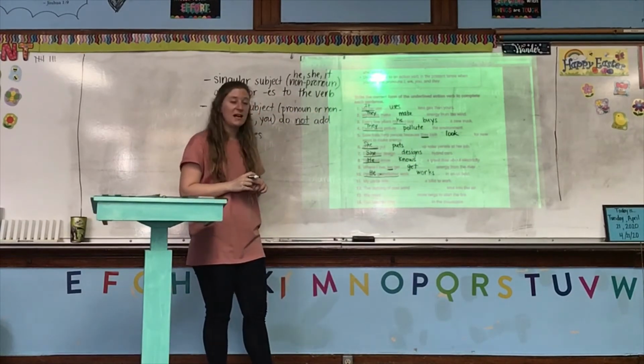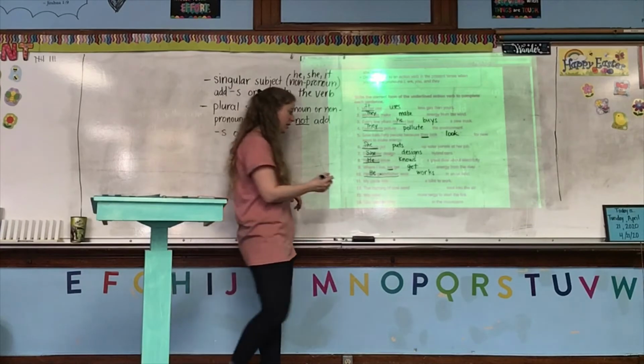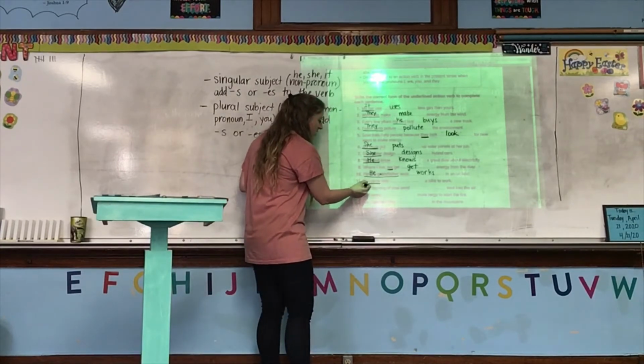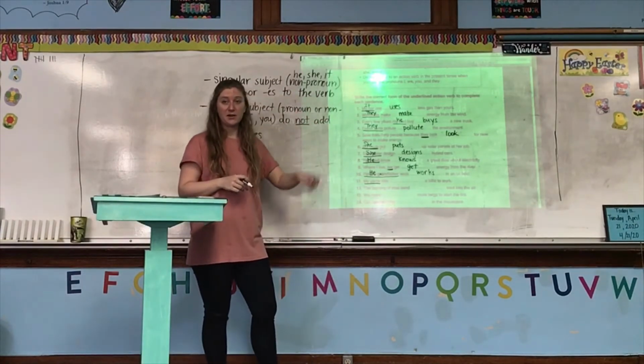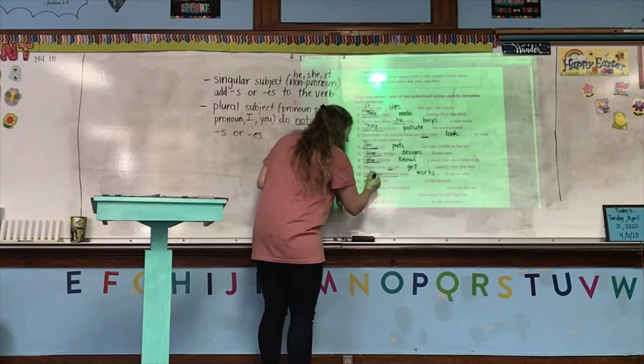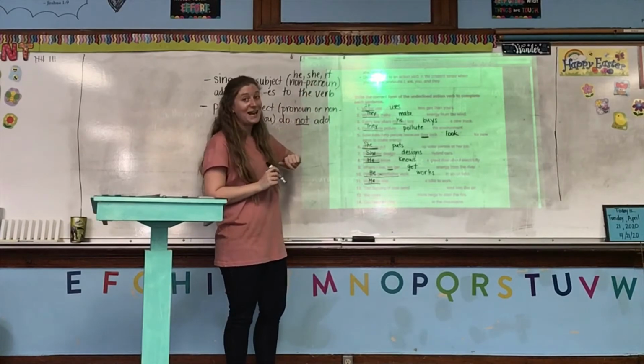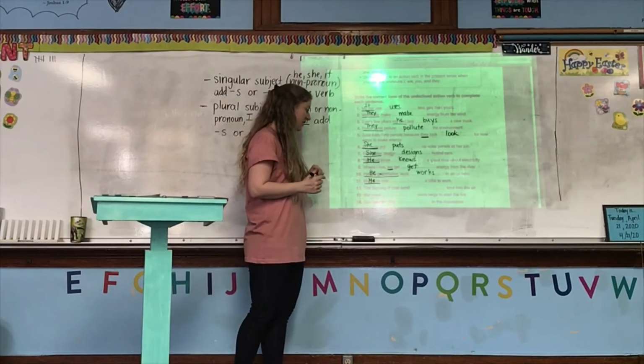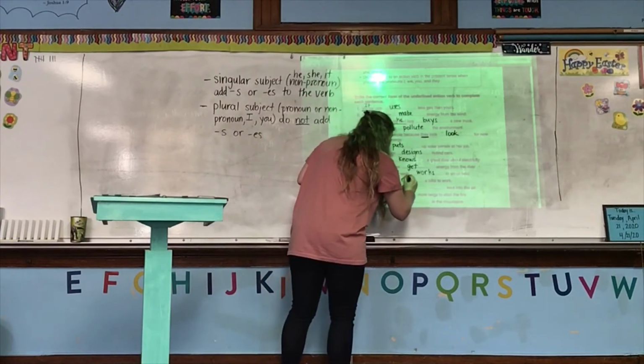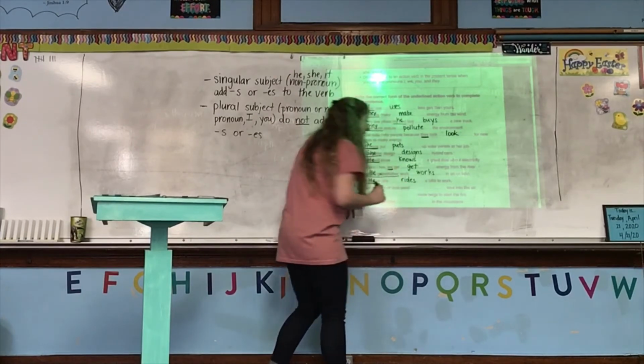Number 11, my uncle ride a bike to work. My uncle is the subject, that's who's doing the action. My uncle is one person who is a man, so we can replace it with the pronoun he. We know if we have he, we add s to the verb, so he rides a bike to work.